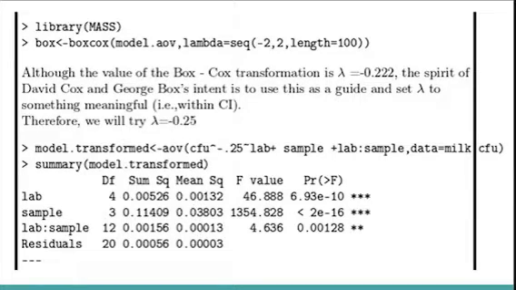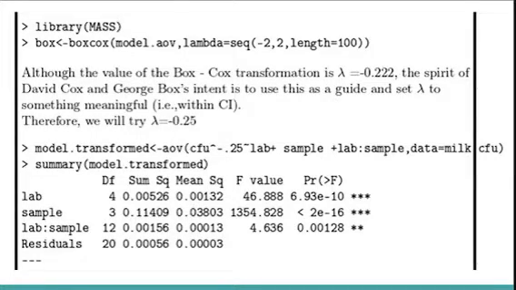Some may decide to say, let me go from -3 to 3. There's no problem with that. And length equal to 100, you can choose that. And that actually gives us a lambda of negative 0.22. But we're going to round that up, let's take that to be -0.25. Right now, we've already transformed the response variable.